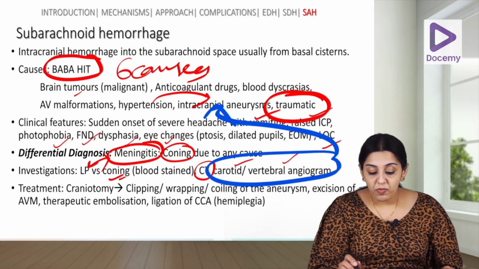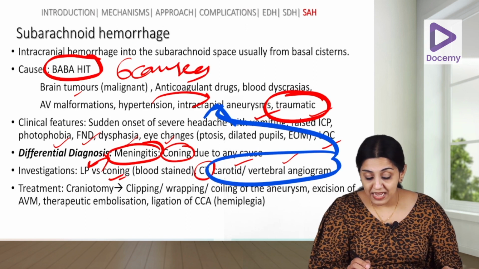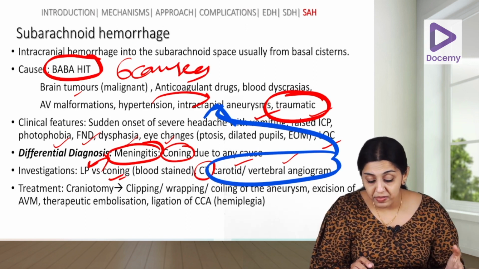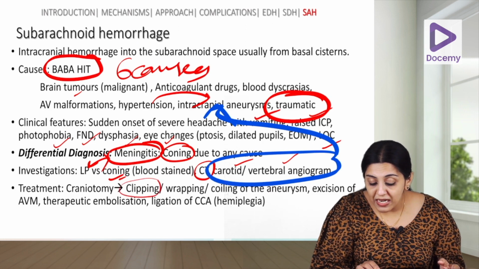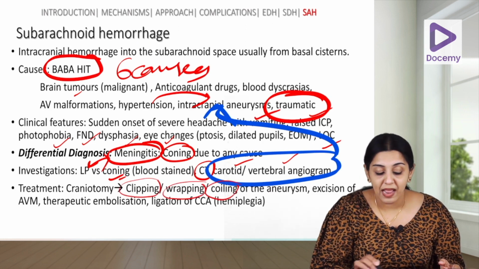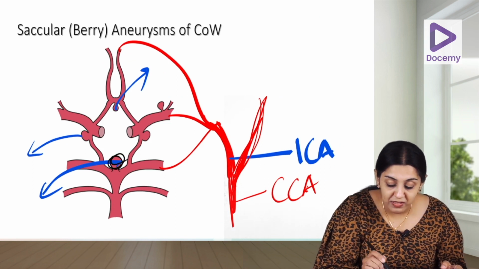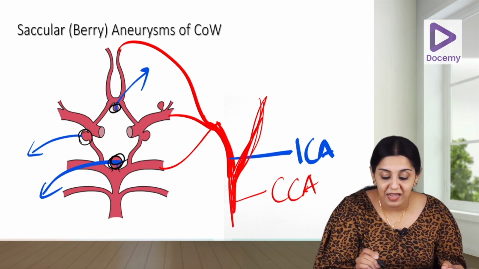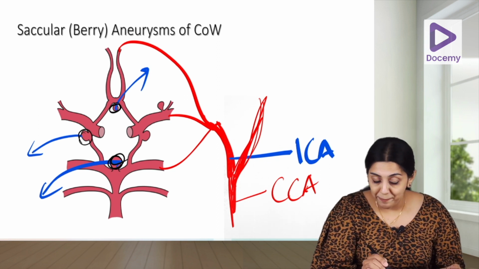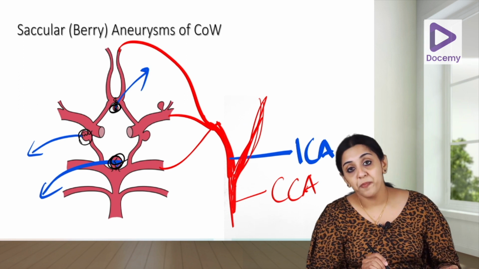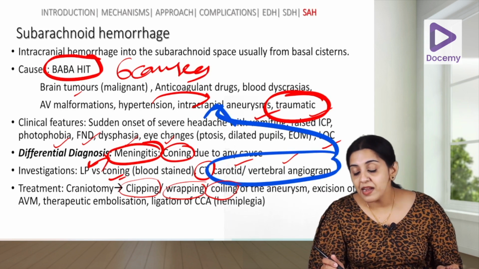So once you do craniotomy for SAH, what are you going to do? You can do it for aneurysm. In aneurysm, what do you do? You're trying to clip, wrap or coil the aneurysm. That is, you're trying to put a clip on top of this, on top of this, like a knot, or you can wrap it or put a coil inside so that it does not break.